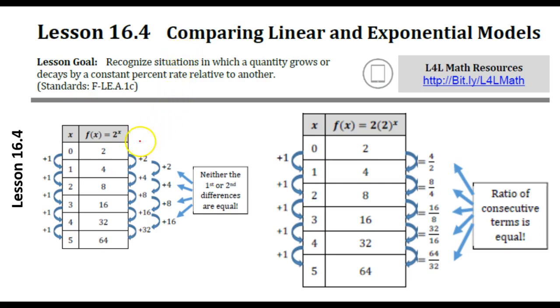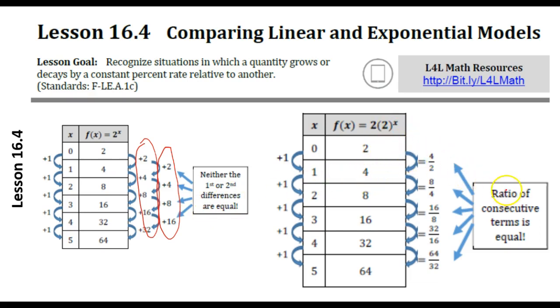So in the first lesson we learned about first differences. As you can see here from our table of values, the first differences are not the same. Then we learned about second differences, and we found that the difference between 4 and 2, 8 and 4, the difference between 16 and 8, and 32 and 16 are not the same. Hence the label here: second and first differences are not equal.